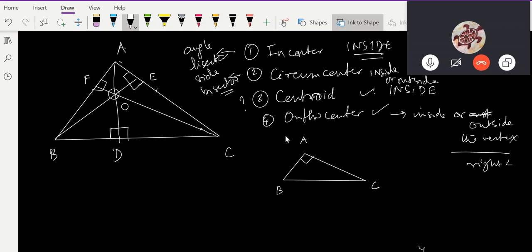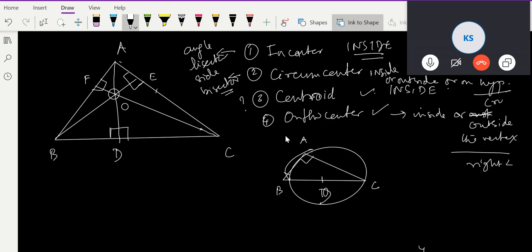Oh, right. Yes, because then its side would be the hypotenuse, and the hypotenuse would be the diameter. So its center, exactly. If it is a right angle triangle, then the circumcenter will lie on the hypotenuse. Right? Because in a circle, the diameter always makes an angle of 90 degrees with any point on the circumference. Right? Yes, sir.